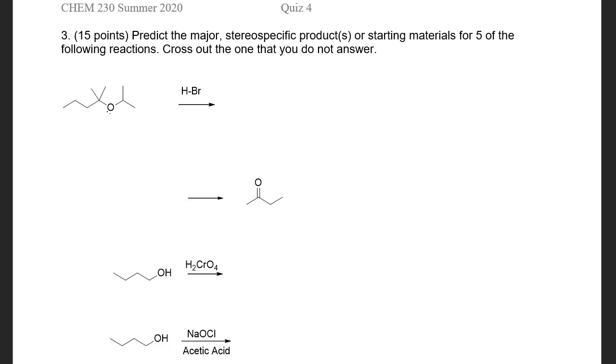So the first step for this is a proton transfer. So these electrons are going to attack that hydrogen, and we're going to have a protonated ether functional group. So now we've got our 2 methyls there still, and our oxygen and isopropyl group.